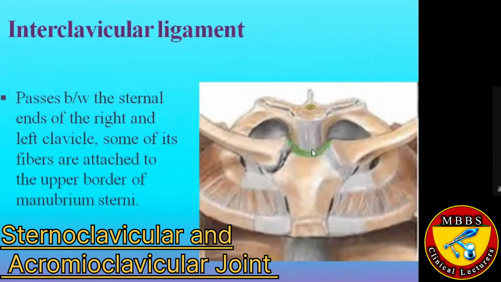Coming to the interclavicular ligament, the name indicates that this is going to lie in between the two clavicles, and it passes between the sternal end of the right and the left clavicle. Some of its fibers are attached to the upper border of the manubrium sterni.